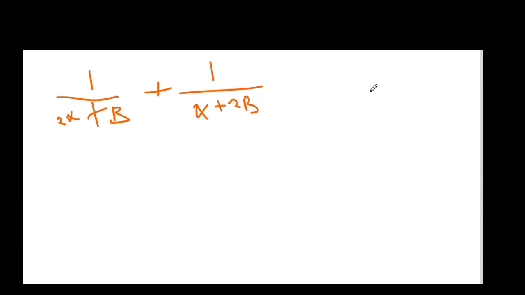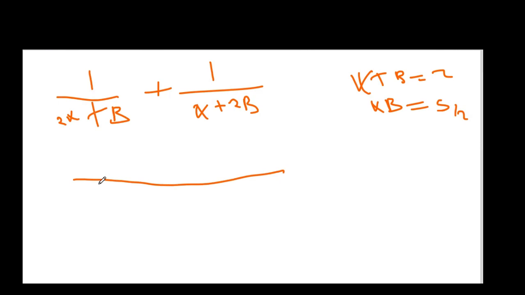So how do you make this expression in the form α + β, which will just be 2, and then α multiplied by β, which will just be 5/2? The first thing is to find the common denominator. Just multiplying these two, you're going to get (2α + β)(α + 2β).